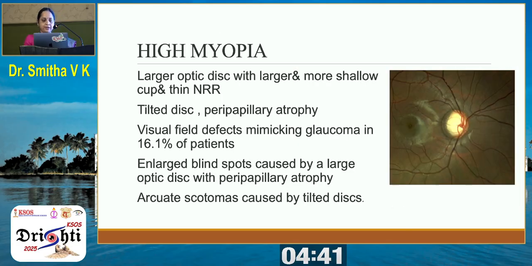In high myopia, the disc can be large with a shallow cup and thin neuroretinal rim. The disc may be tilted with peripapillary atrophy. Visual defects can mimic that of glaucoma. That is, there may be a large blind spot caused by the large peripapillary atrophy, arcuate scotomas by tilted disc, and paracentral scotomas due to chorioretinal scars can be seen.